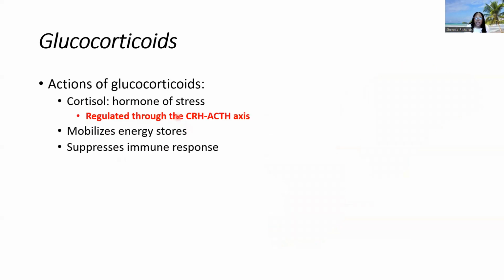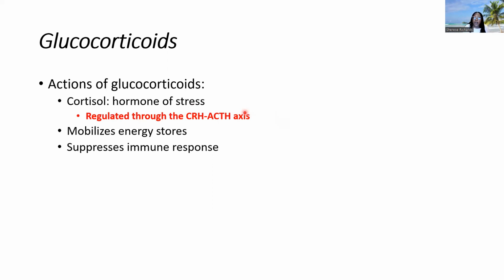Okay, let's look again at the cortex. So going back to the cortex and thinking about those three layers and the different hormones that are released. So glucocorticoids, the main example here is cortisol, but there are other types that are released in the body. This is going to be regulated through the CRH, ACTH axis. So CRH is cortisol releasing hormone. ACTH is adrenocorticotropic hormone.